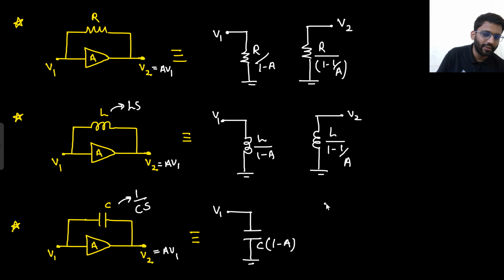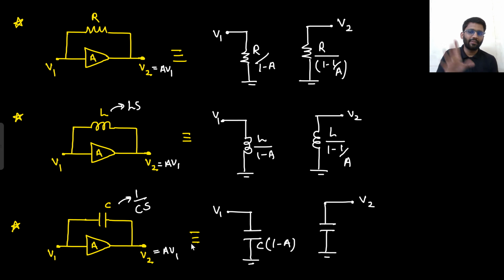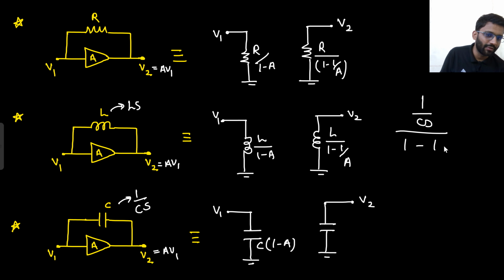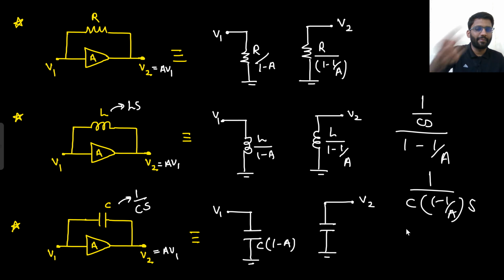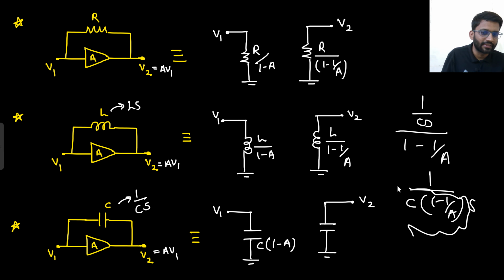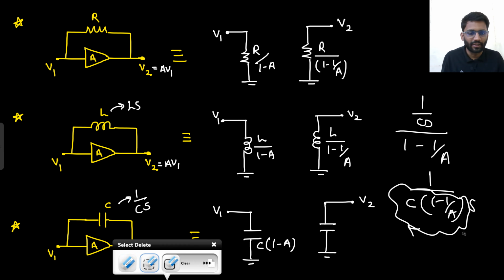And tell me what will be the value V2 will see. How much capacitance V2 will see. This you should be able to write down. First treat it as 1 by Cs. If 1 by Cs was there, what was the impedance it would see? 1 by Cs upon 1 minus 1 by A. So 1 by C into 1 minus 1 by A into S. If the impedance provided by the capacitance is 1 upon C into 1 minus 1 by A into S, then what is the value of capacitance? So the value of capacitance is C into 1 minus 1 by A.